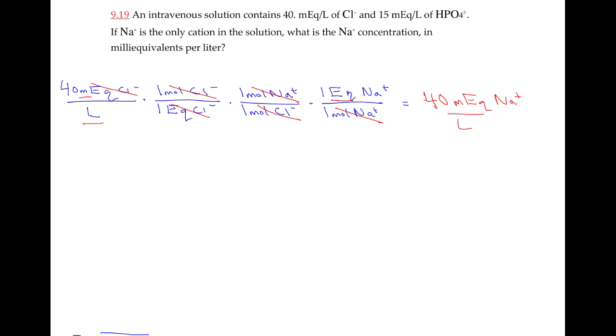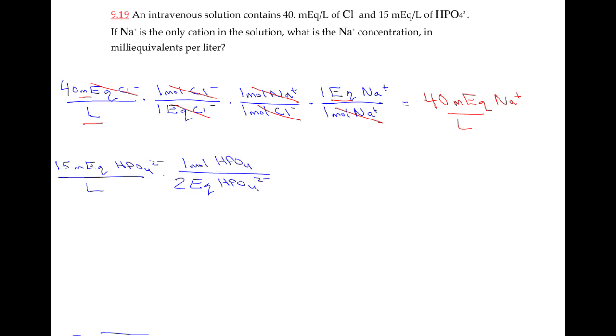So if I try the same exercise, but this time with hydrogen phosphate, I'm going to say, okay, well, if I have 15 milliequivalents of my hydrogen phosphate, HPO4 2 minus, per liter, I know that I have 2 equivalents because the charge is 2 minus. I have 2 equivalents of HPO4 2 minus in 1 mole.